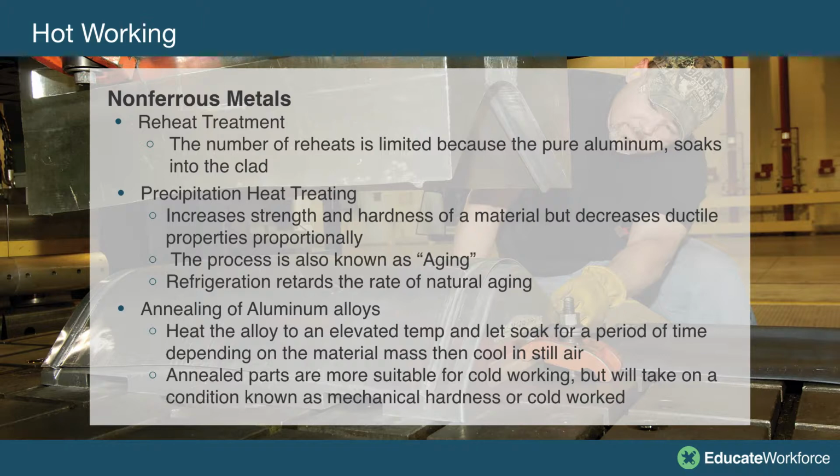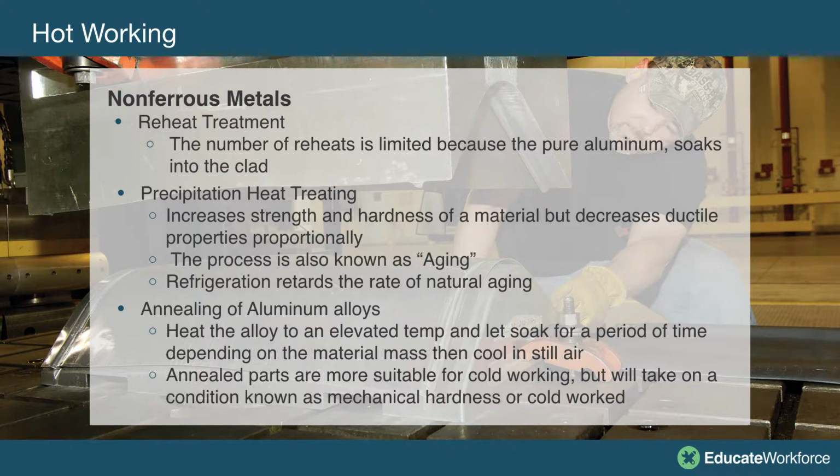Precipitation heat treating increases the strength and hardness of the material, but it decreases the ductility. Again, we're going to make it harder, but we're going to make it so that you can't form it quite as easy. There's a process that's also known as aging. As you let the material sit on the shelf, it's going to continue to get harder and harder. Typically, a couple of weeks is what it's going to take to reach full strength.